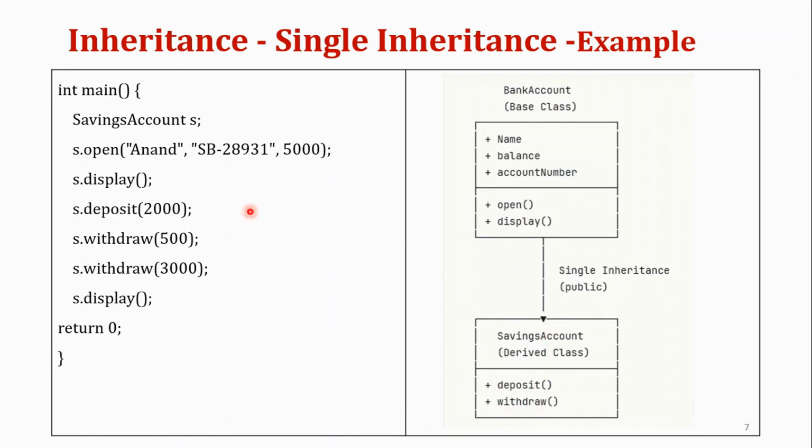So with the derived class object, yes, you can call base class methods: open, display, deposit, withdraw, and display again. Okay. So in this real world banking scenario, single inheritance actually appears here. With the diagram, I think you can easily understand how it is happening.